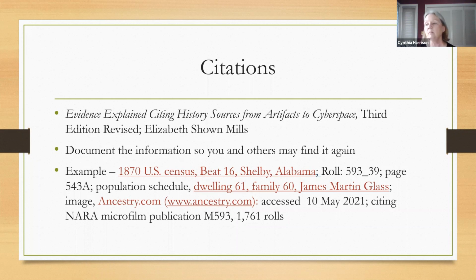You then put the website. When did I access it? May 10th, 2021. And then it goes further, because anytime you do this with Ancestry, it will have a place that says citation. You can click on that and it will give you the full citation, so you can copy and keep that information handy. But it's really citing the NARA, or NARA, whichever way you like to pronounce it, the microfilm publication of M593, 1,761 rolls in the state of Alabama for 1870. So I might have a little research to do to find which roll I would need if I was going to the state National Archives to find this information. And NARA is the National Archives and Record Administration.